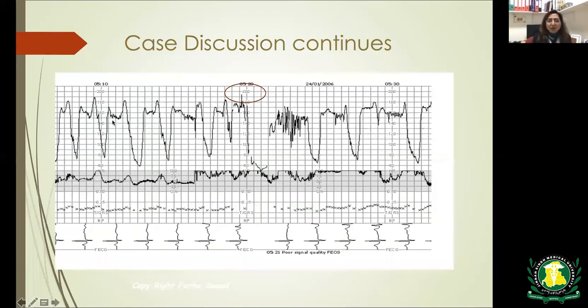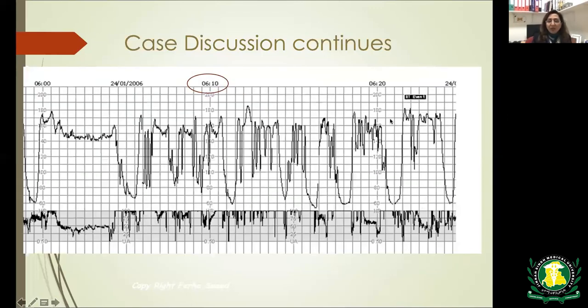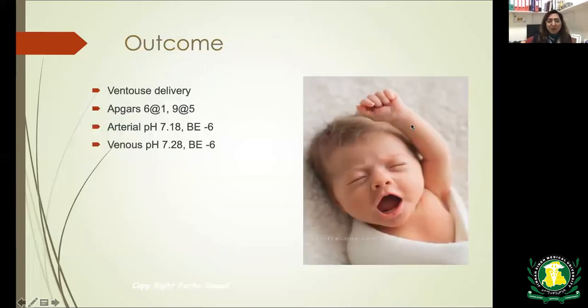Now you can see the baseline has gone to 160 and the variability is low. This variability is high as well. And as I mentioned, this is equally bad. I am worried about this baby now. Now this baby has got higher variability and very deep deceleration. I probably will deliver this baby. And this, what they did, they delivered the baby.